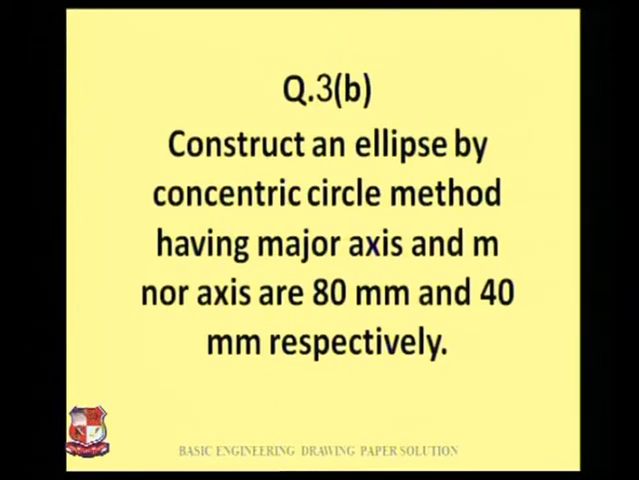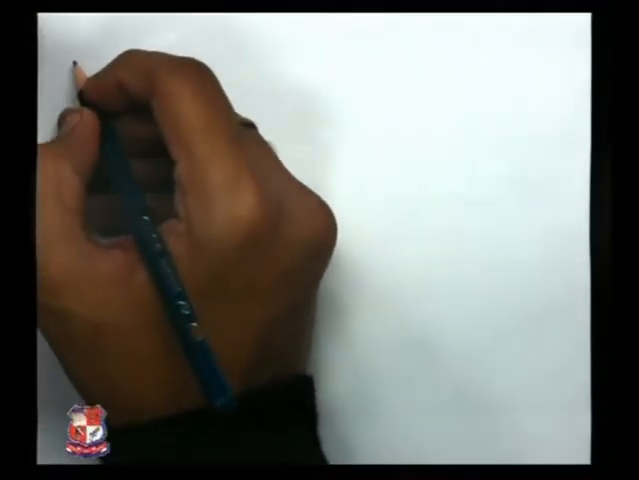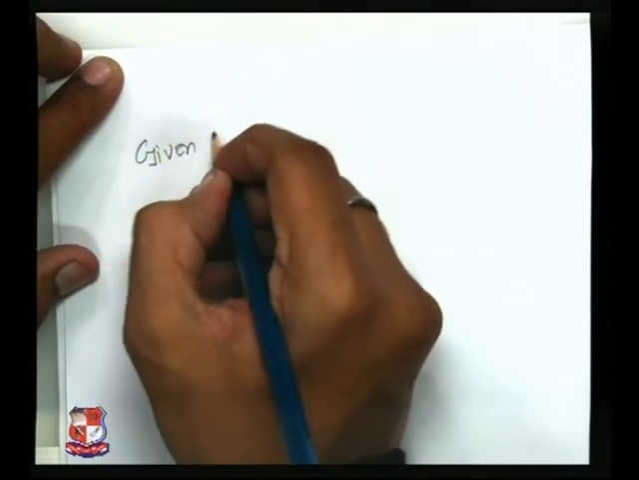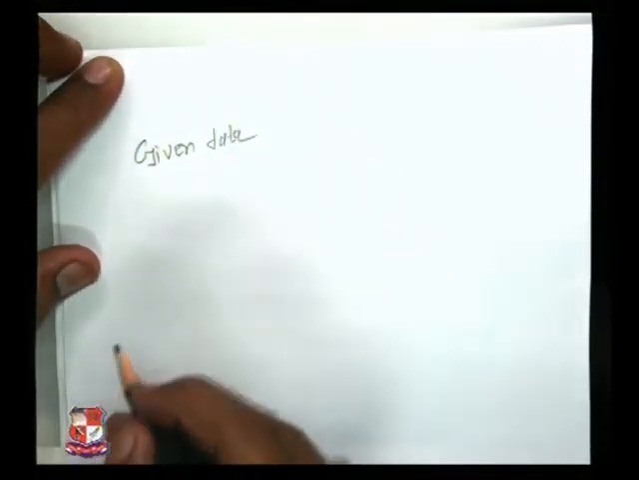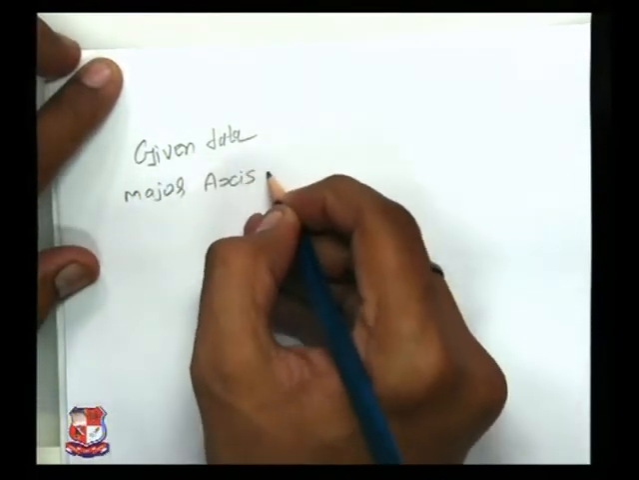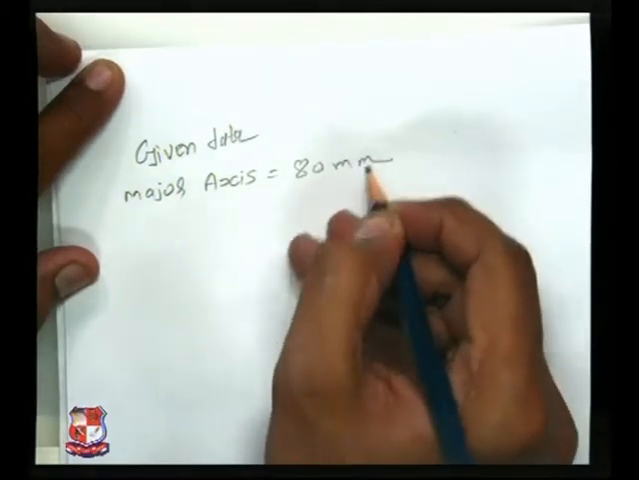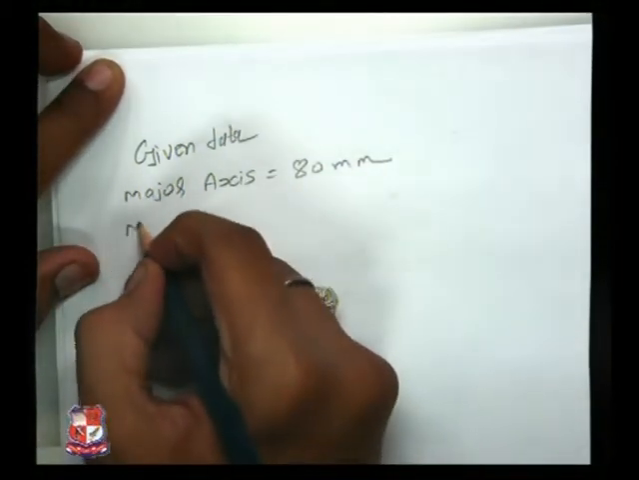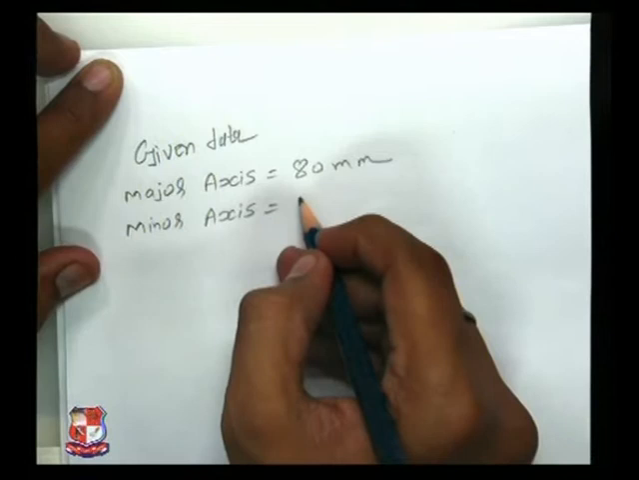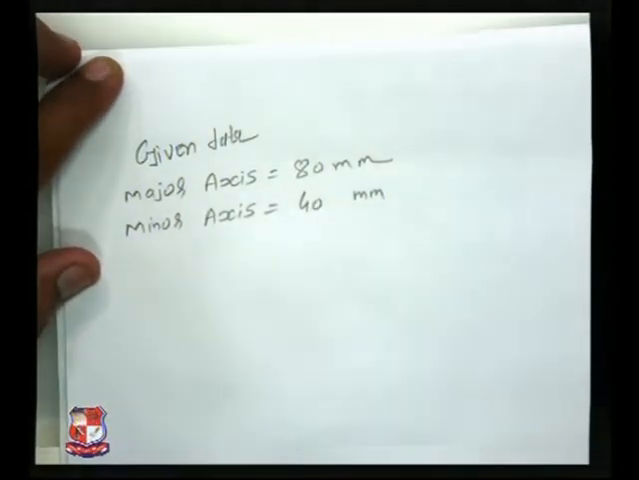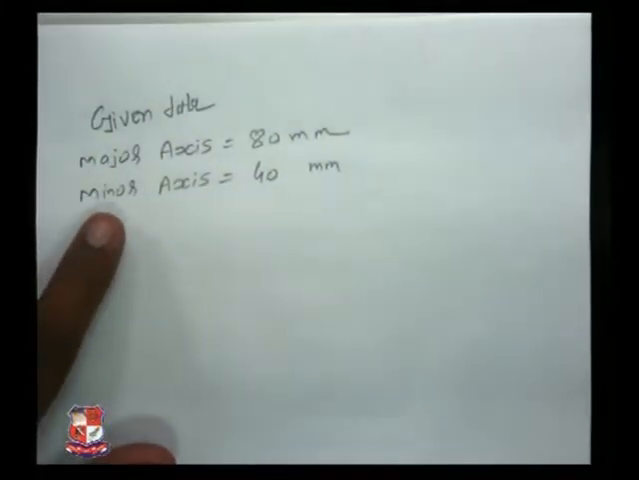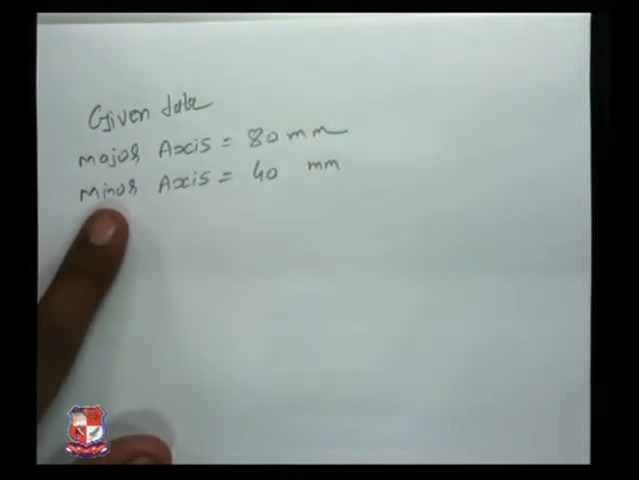First of all, I will write the given data. Given data, major axis is equal to 80 mm, minor axis is equal to 40 mm. This indicates the diameter of the circles, major axis and minor axis.